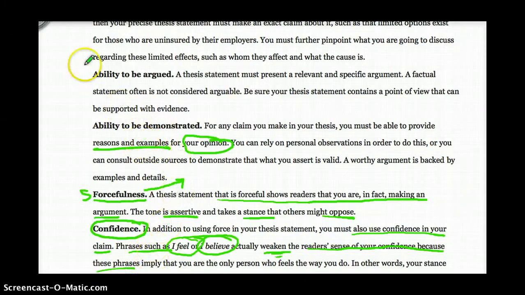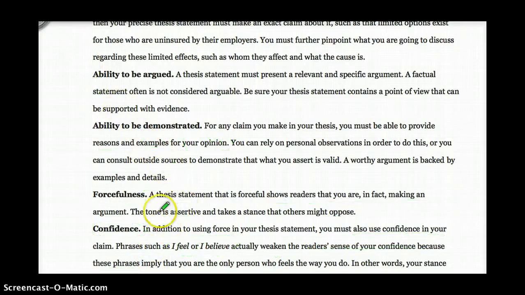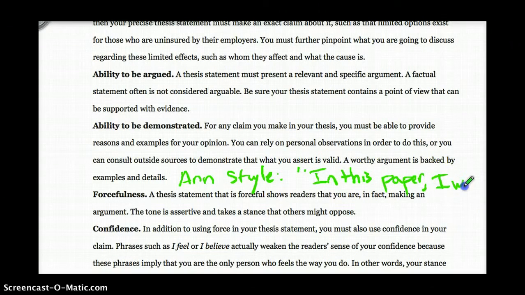Now, something else that I want to point out here, in forcefulness and confidence and overall structure. We really want to avoid what I like to call the announcement style thesis statement, and that is "In this paper, I will discuss." That's all wasted space. Don't announce what you're going to talk about in this paper. Don't say what you will do or won't do. Just get to the heart of the argument.